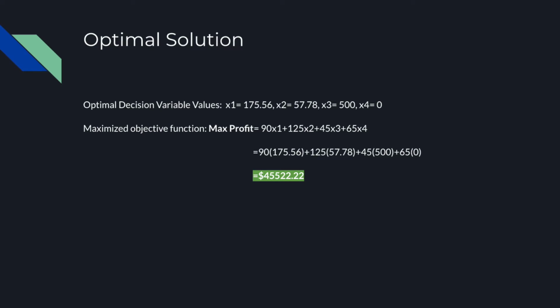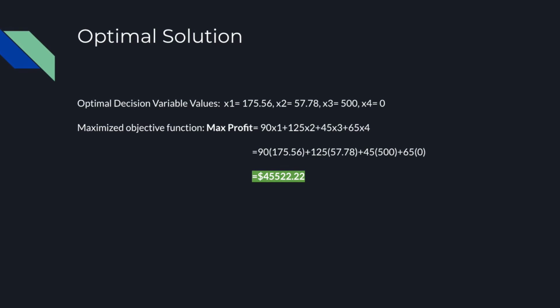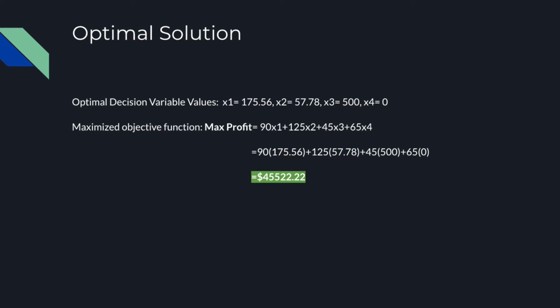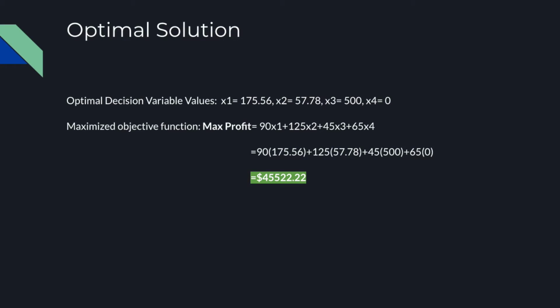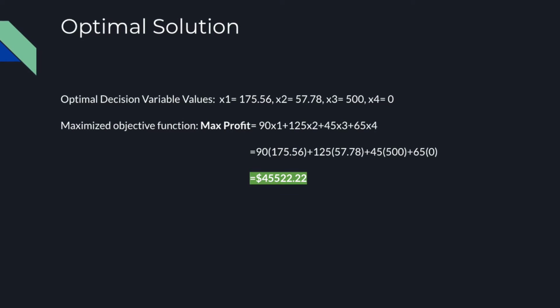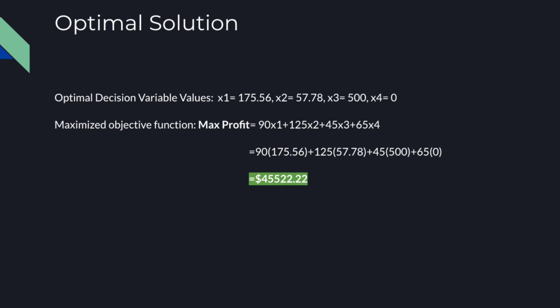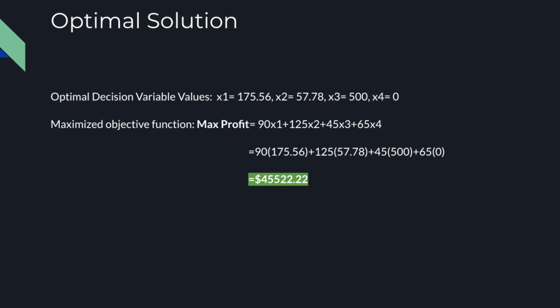Our optimal decision variable values ended up being X1 is equal to 175.56, X2 is equal to 57.78, X3 is equal to 500, and X4 is equal to 0. So with that, our maximized objective function is 990x1 plus 125x2 plus 45x3 plus 65x4. We plug all those numbers in, and that will equal our maximized profit of $45,522.22.